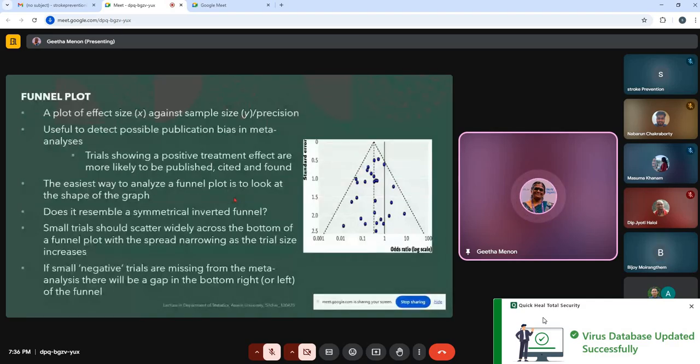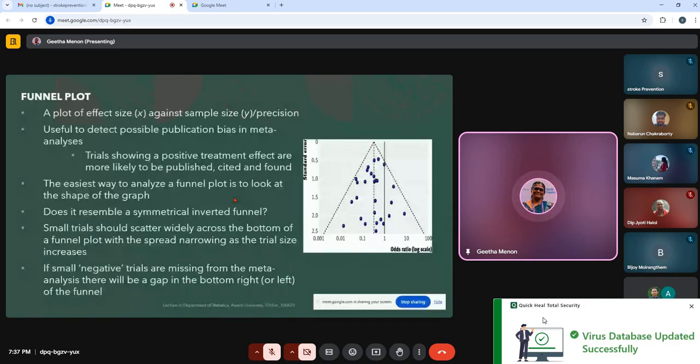Okay. So next is what kind of a plot do we use for publication bias? The funnel plot is the most common type of plot that is used for publication bias. How do you plot the funnel plot? You plot the odds ratios of individual studies on the x-axis and the standard error of those odds ratios on the y-axis, and then each dot is one individual study.